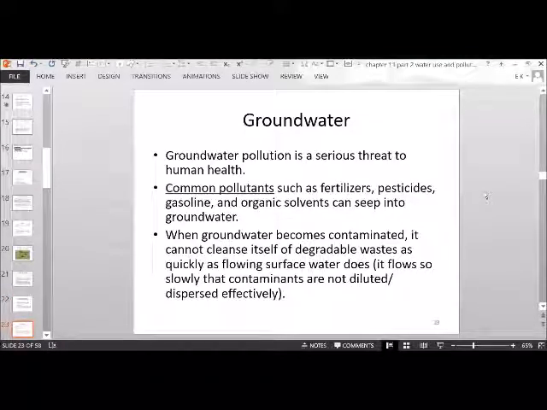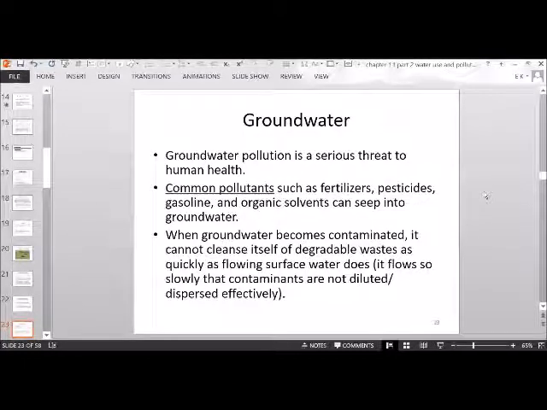Okay, so now what about groundwater? Groundwater pollution is a serious threat to human health. Common pollutants include fertilizers, pesticides, gasoline, and organic solvents. These can all seep into groundwater. When groundwater becomes contaminated, it cannot cleanse itself of degradable wastes as quickly as, let's say, in a river. And that's because it flows slowly, so the contaminants are not going to become diluted and dispersed effectively.